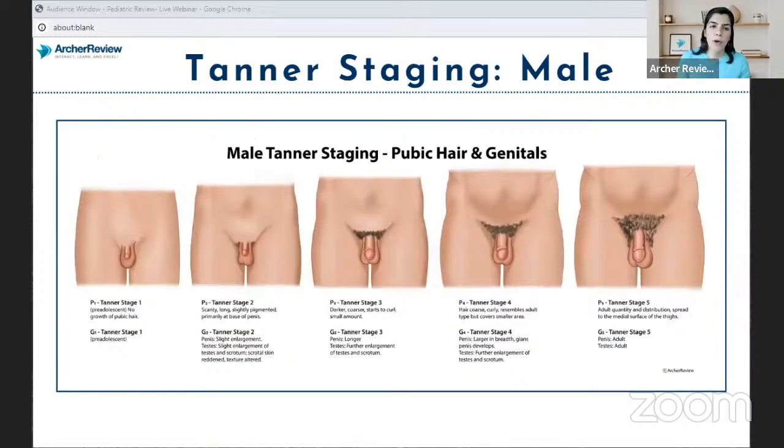And then with our boys, the Tanner staging is focused mostly on their genital area. So looking at scrotum size, looking at the hair and the penis and how it's developing is also going to help you with staging that male boy that comes in and see where they are within their puberty.